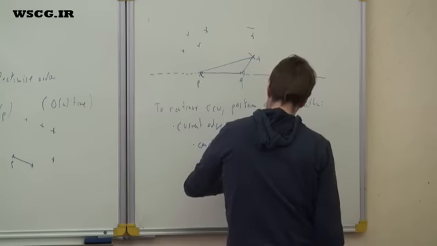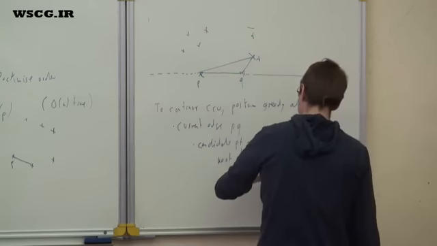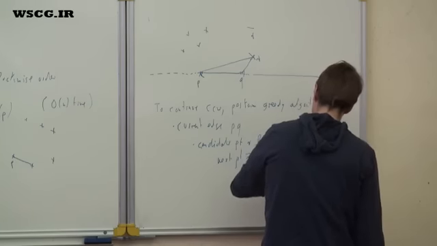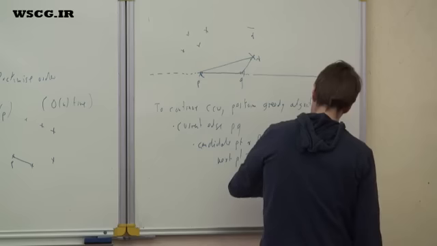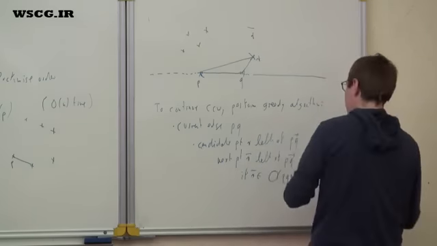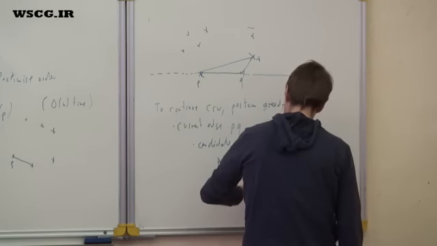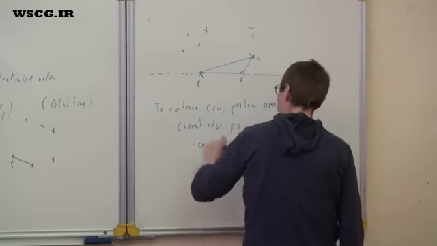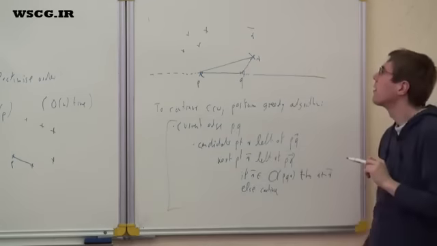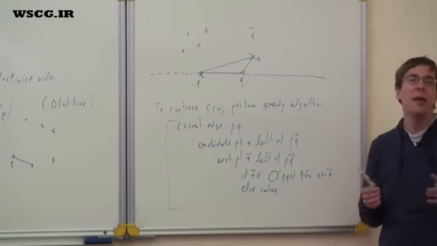If R prime is in the circumcircle of PQR, we make R prime our candidate R, else continue. Right? And that's the algorithm. And now the question is, does this work? Or can I make a mistake like this?